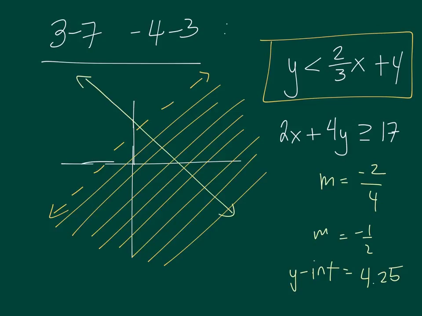(0, 0) tells you 0 is greater than or equal to 17. Is 0 greater than or equal to 17? Is it? No. So you don't shade the side with the origin. So we do not shade this side of the line as a result. You do not shade this side. We shade this side of the line. So we do that on this side.